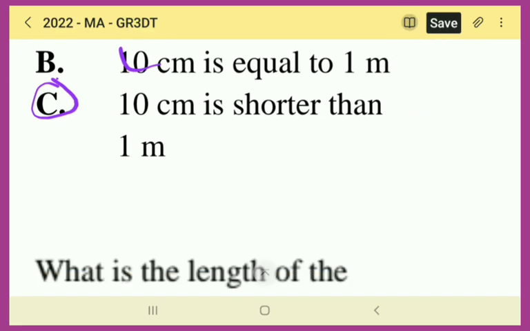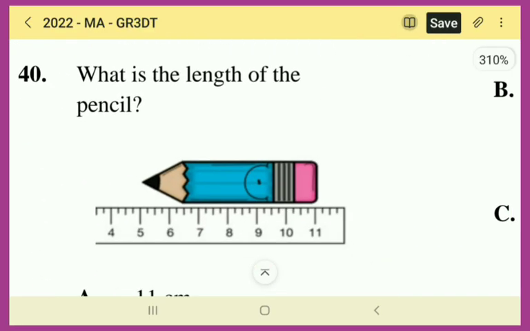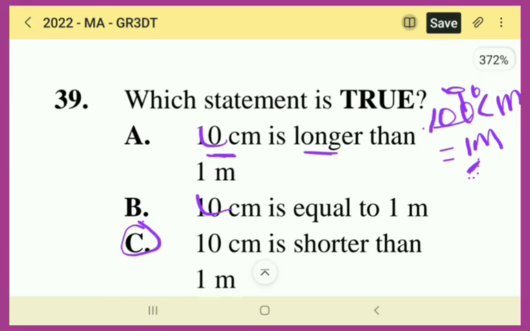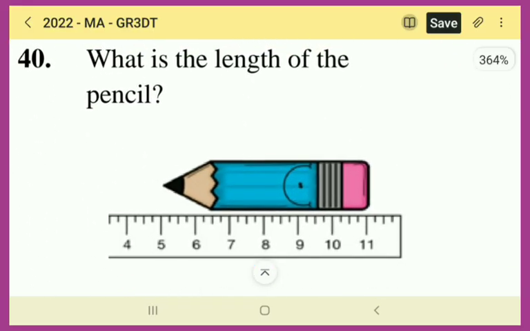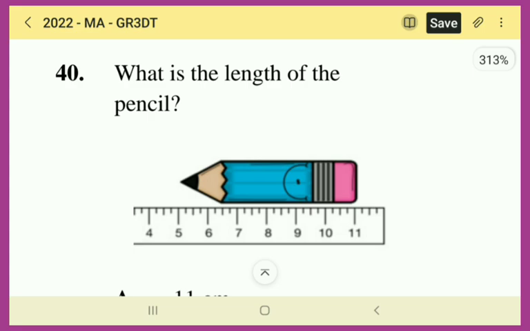All right? Moving on to number 40. This one is a repeat. This one also, number 39, is a repeat item. We've gone through quite a bit of repeated items. What is the length of the pencil?